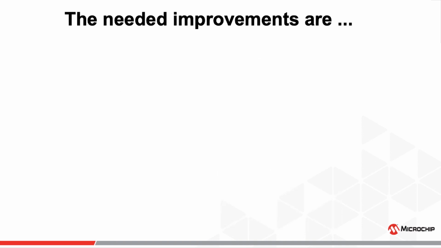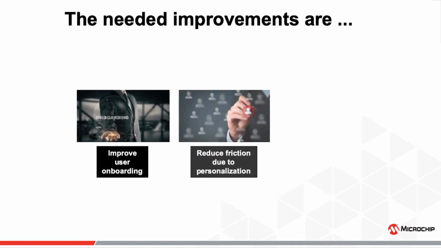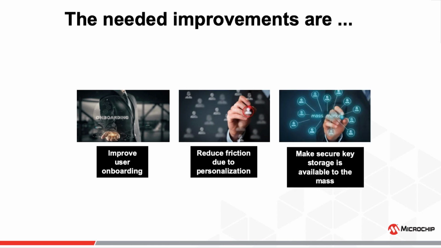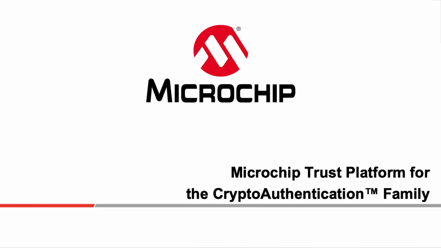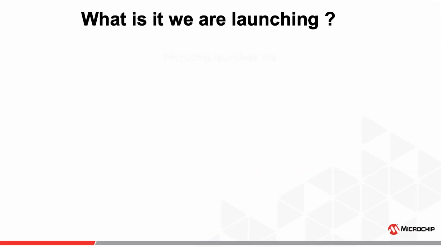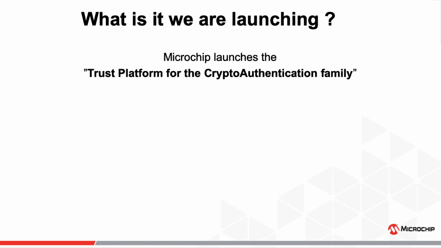So we need improvements, and the improvements that we need are improving the user onboarding, reducing the friction due to the personalization, and making sure the key storage is available to the masses. So that's why Microchip has launched the Trust platform for the CryptoAuthentication family. What is it that we're launching?